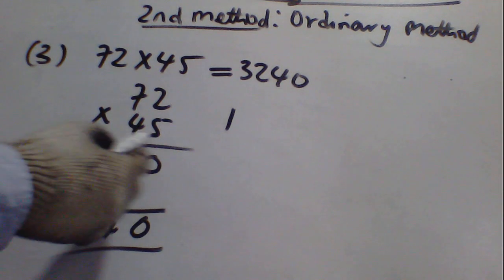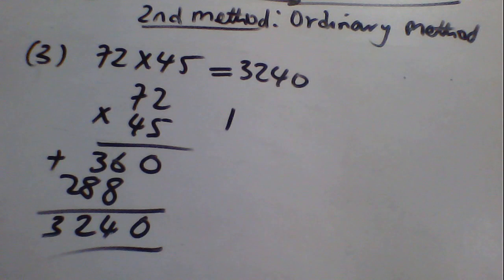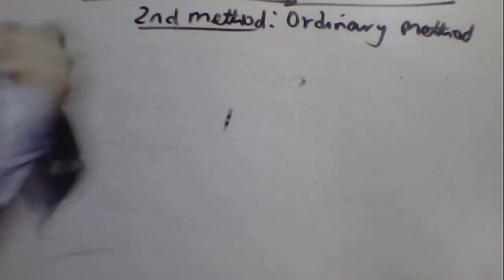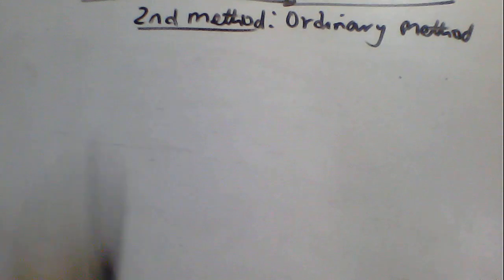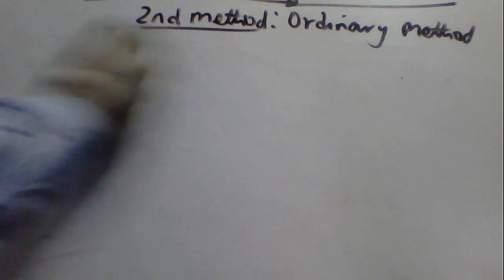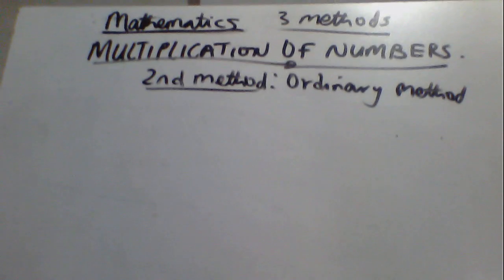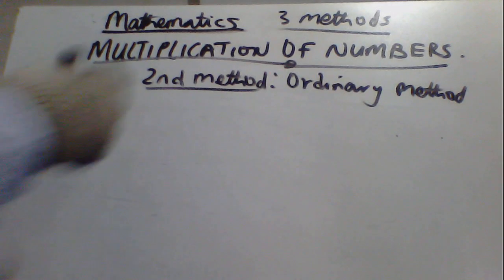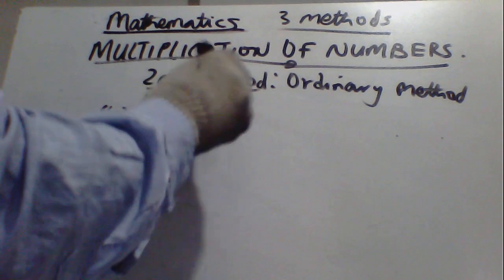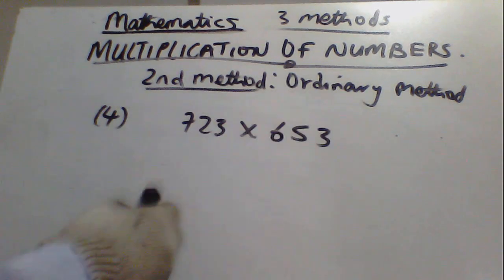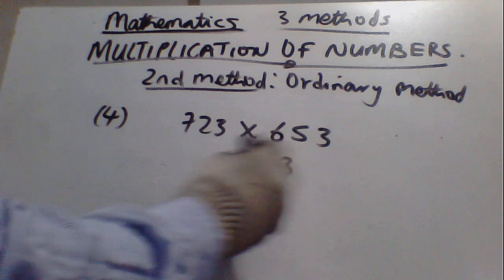The number of rows is equal to the number of digits of the multiplier. Now let's look at example 4. Any question? So in this case, you are given question 4. You are given 723 times 653. So I write in column form.